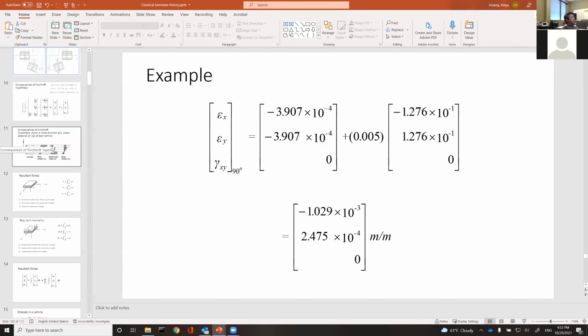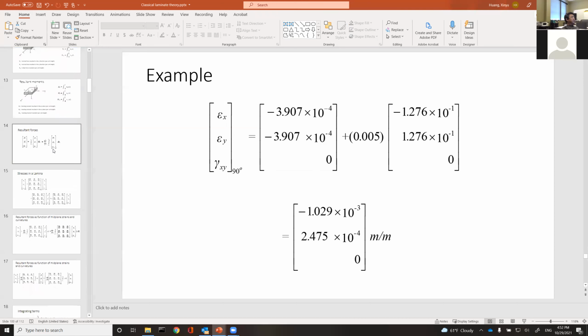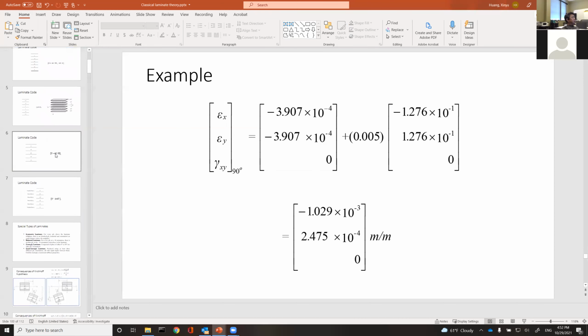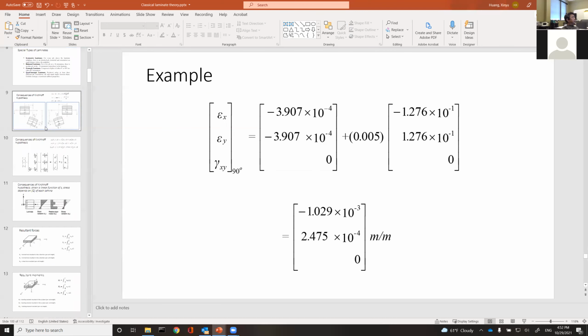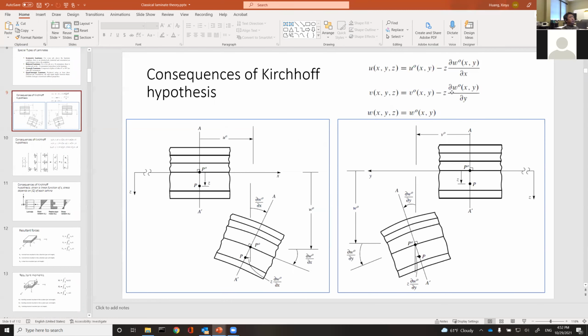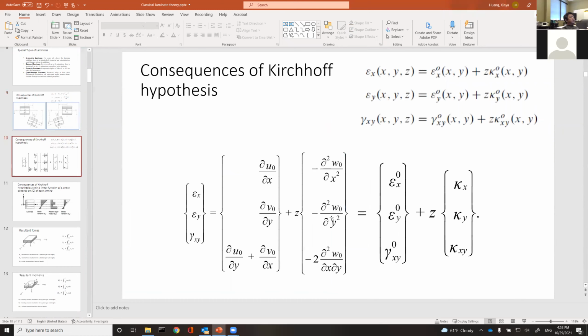It's one of the cornerstones of classical laminate theory. You can say that classical laminate theory is built on the Kirchhoff assumption. This is the Kirchhoff assumption right here. And this is the vector form of the Kirchhoff assumption.